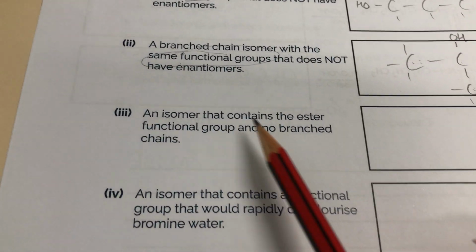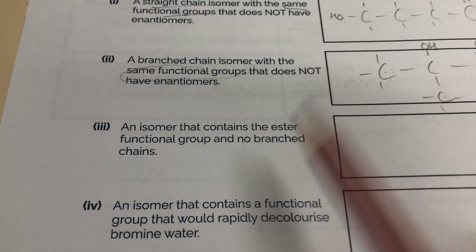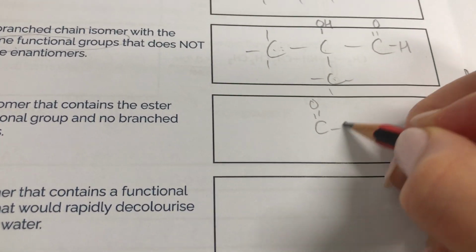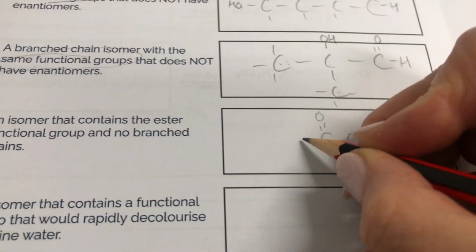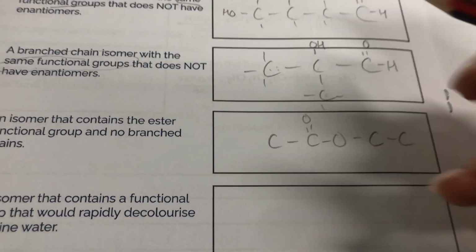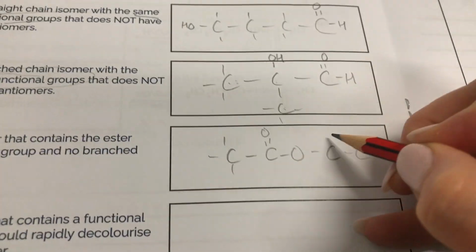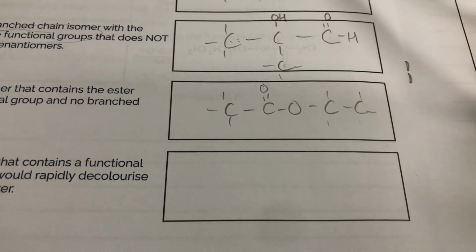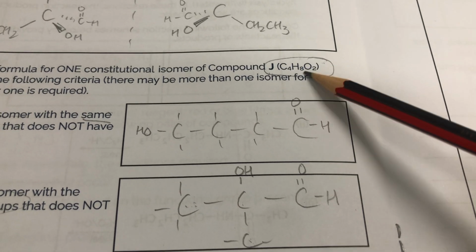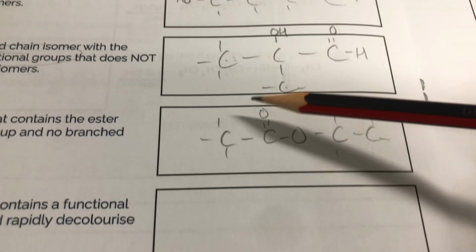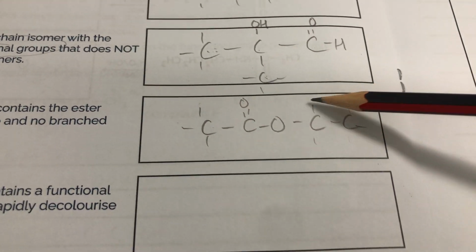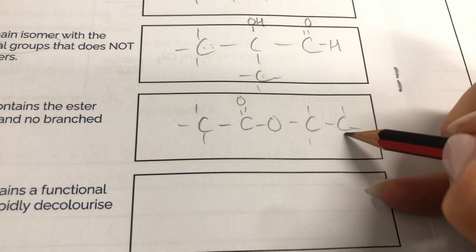An isomer that contains the ester functional group and no branch chains. So I'm going to draw my ester in the middle. And I'm just going to make sure there's 4 carbons. It doesn't matter where I put them, so I'm just going to put them like that. No branches. I'm just going to double check that I've got the right number. Have I got 4 C's, 8 H's, and 2 O's? 1, 2, 3, 4, 2, 1, 2, 3, 4, 5, 6, 7, 8.